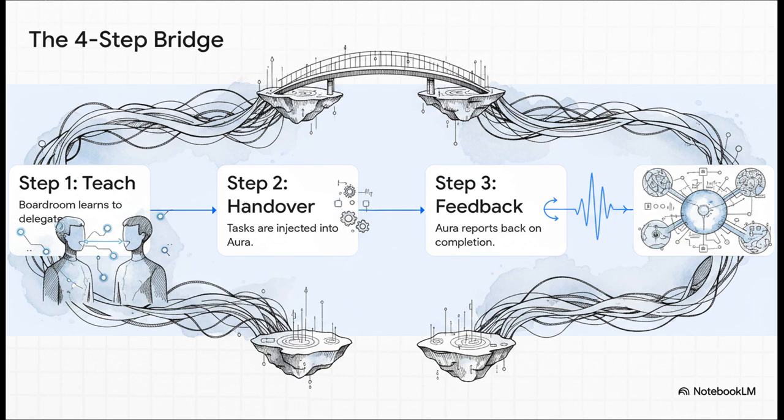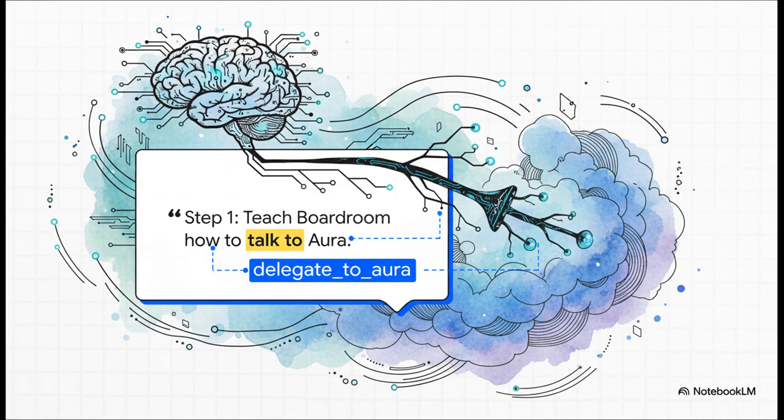Now, this connection, it isn't just a simple wire. It's a really sophisticated 4-step process. The system has to teach the minds how to talk, manage how tasks are handed over, create a feedback loop, and then, finally, unify their memory. Let's break that down. Step 1 is all about teaching. The Neuralink plugin literally gives the conscious mind a new skill, a new tool called Delegate to Aura. It's basically teaching the AI boardroom, hey, when you get a really big, heavy task, you now have the option to pass it off to your subconscious partner.